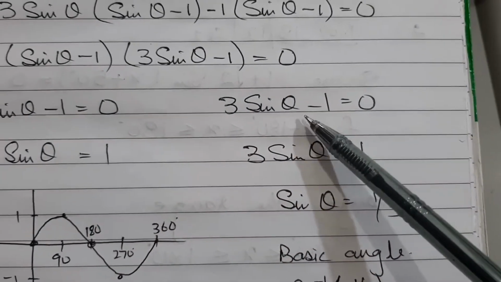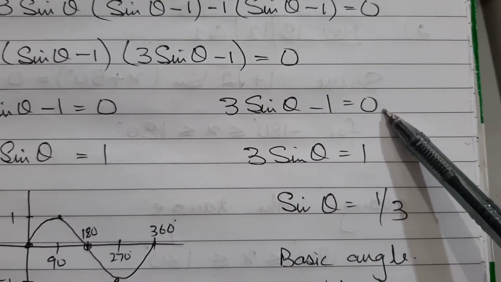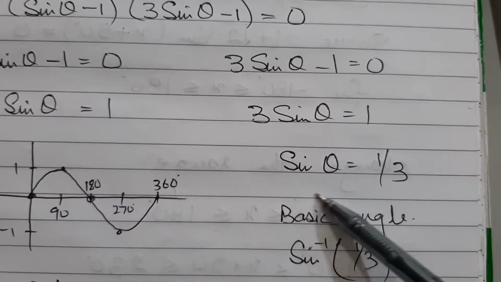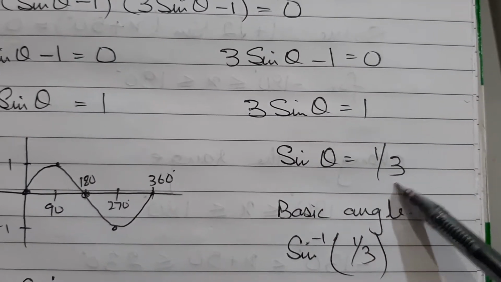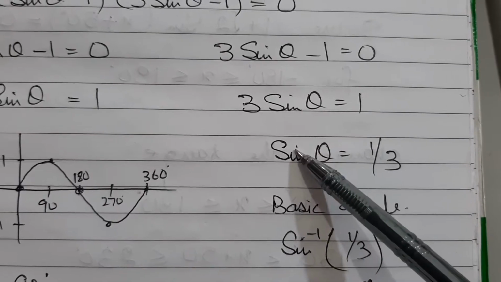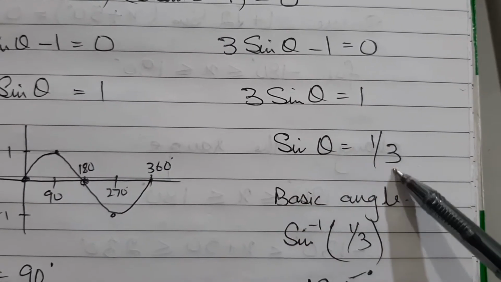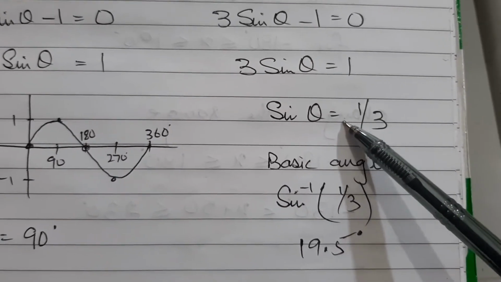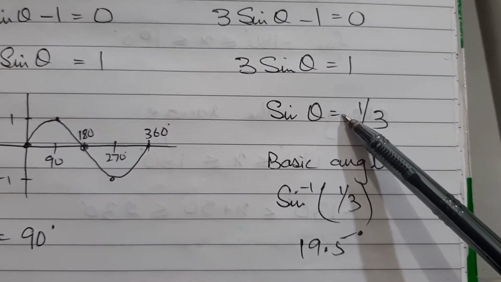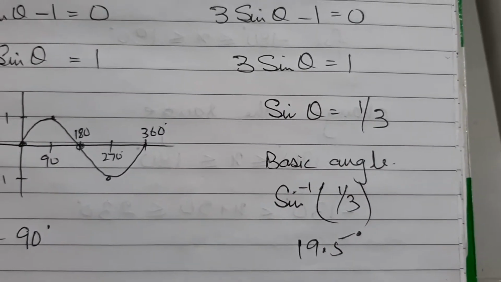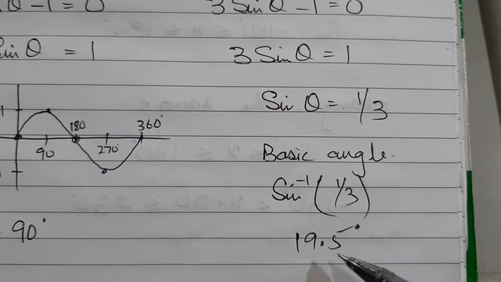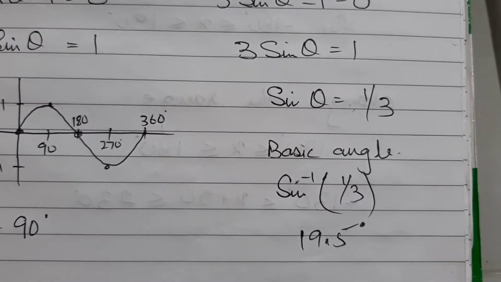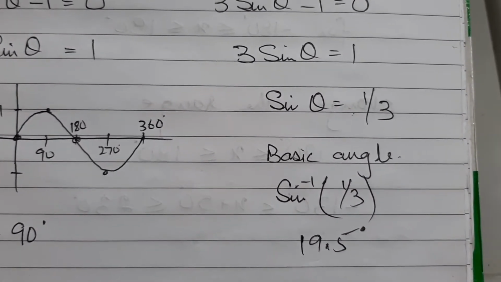Okay, so the second factor, which was 3 sine theta minus 1 equals 0, gives me sine theta equals 1 over 3. So now I will apply the concept of ASTC. I will calculate my basic angle by using sine inverse 1 over 3. Plus sine here is giving me a hint that my answer will be in the first and second quadrants. Absolutely. So let's see, if the basic angle is 19.5 and it is in the first and second quadrants, then what are my general angles?